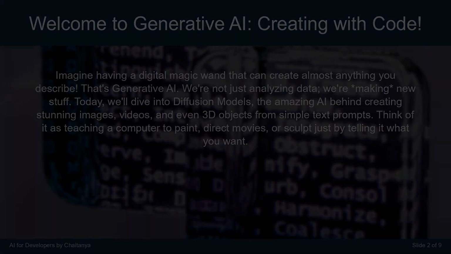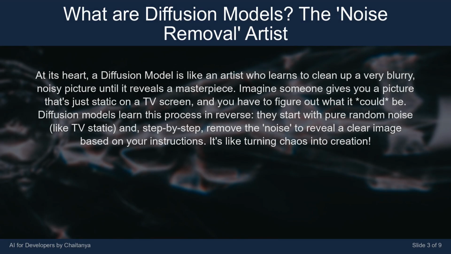you want. At its heart, a diffusion model is like an artist who learns to clean up a very blurry, noisy picture until it reveals a masterpiece. Imagine someone gives you a picture that's just static on a TV screen, and you have to figure out what it could be. Diffusion models learn this process in reverse. They start with pure random noise, like TV static, and, step by step, remove that noise to reveal a clear image based on your instructions. It's like turning chaos into creation.